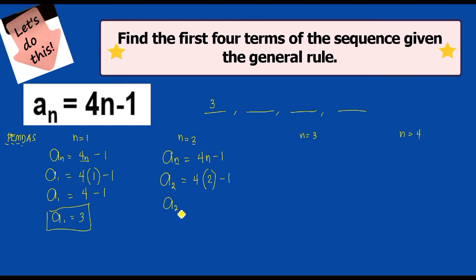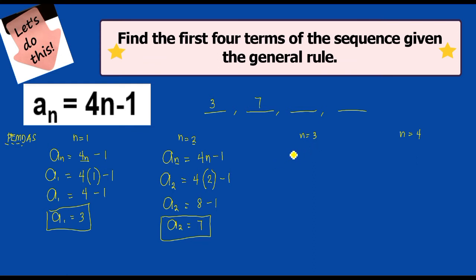Then, we will have a sub 2 equals 4 times 2 is 8 minus 1. Again, gagamitin muna natin yung PEMDAS na multiplication muna. And then, a sub 2 equals 8 minus 1 is 7. Okay? So, our second term is 7.